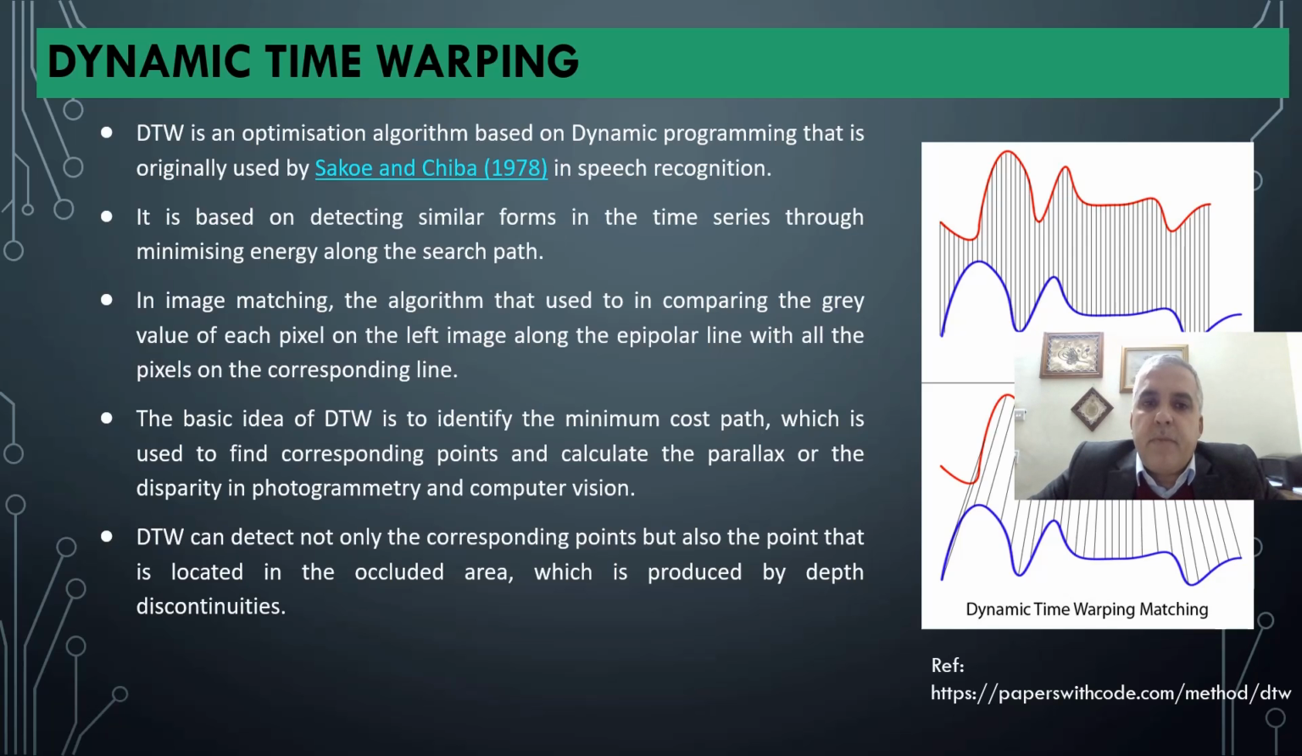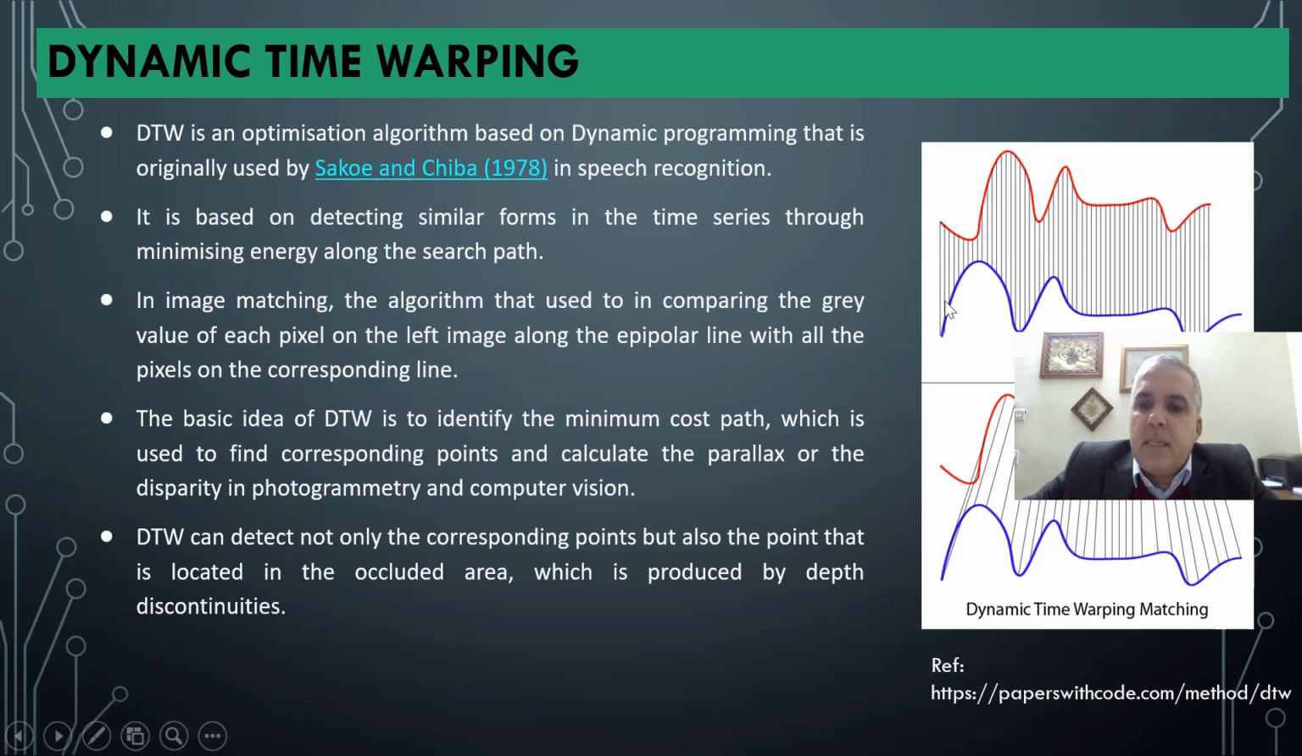One of the algorithms of dynamic programming is dynamic time warping. It's used actually in speech recognition. In fact, it's based on detecting or matching based on the similarity of two time series or two paths. For example, if we have two paths or two speeches or two image lines, it will match between them based on the similarity or similar forms.